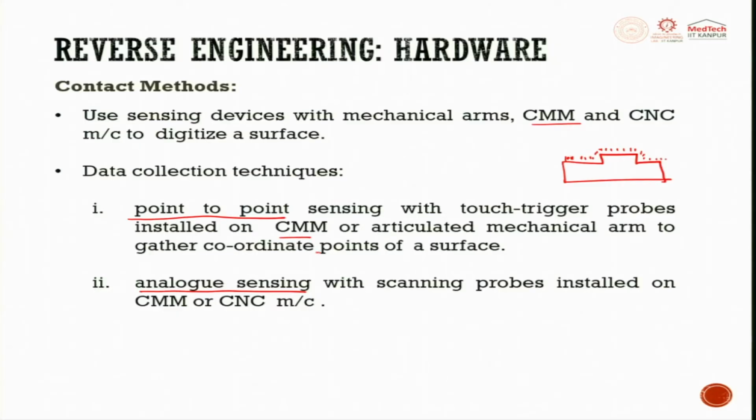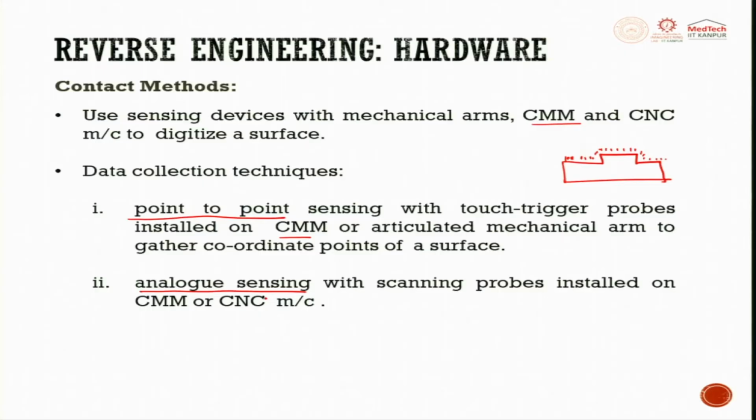So, in the contact kind of sensors, this point-to-point sensing uses touch trigger probes installed on a CMM or articulated mechanical arm to gather coordinate points of a surface. CMM provides more accurate measurement data compared to the articulated arm, but I would say complex shapes are difficult to scan using this. Next is the analog sensing.